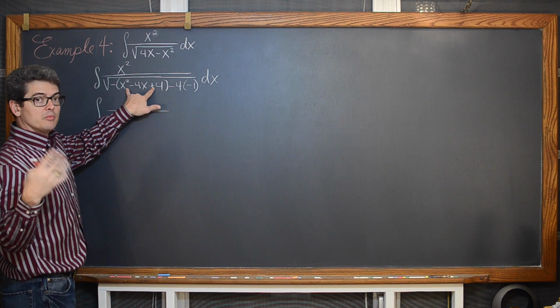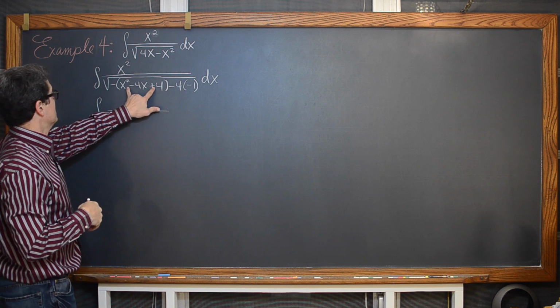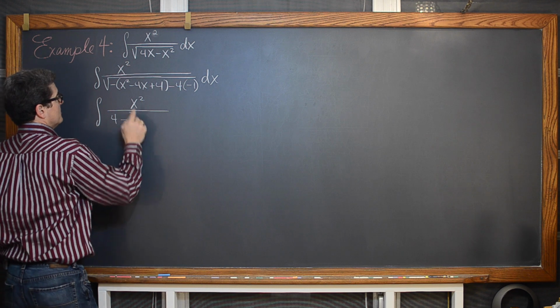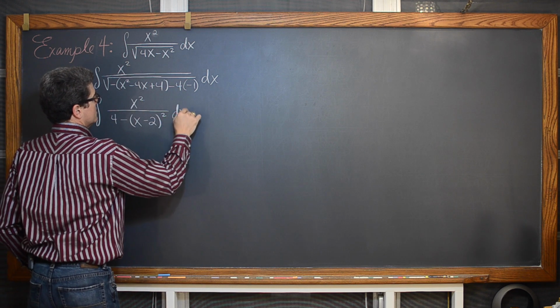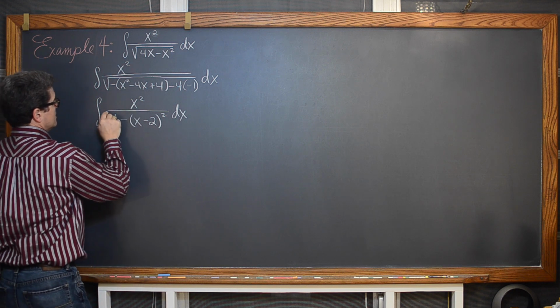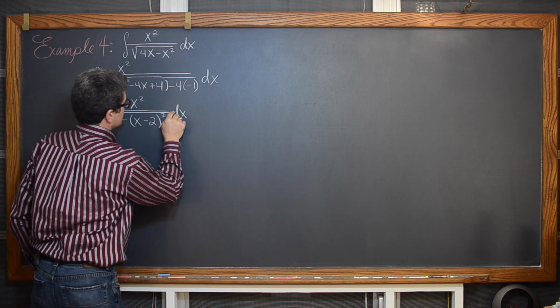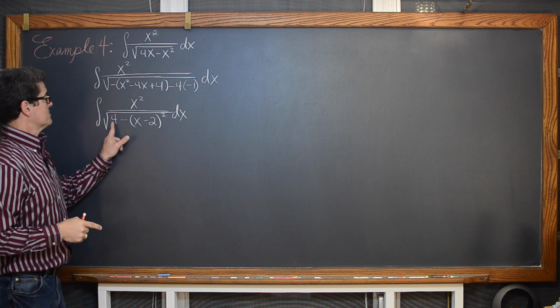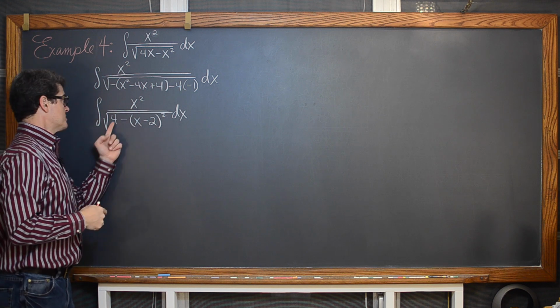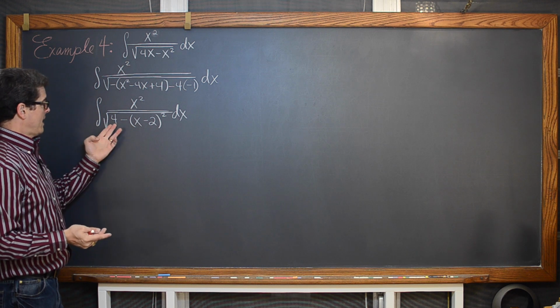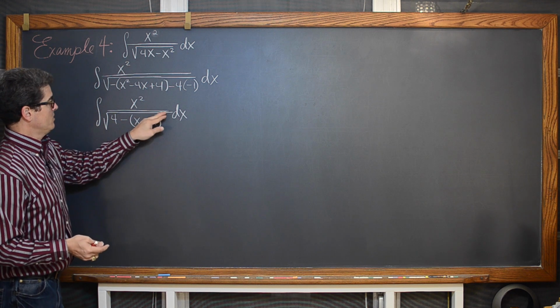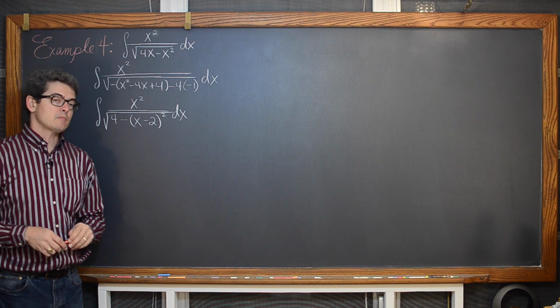And of course we know completing the square sets up perfect square trinomials. So we have minus, and then we have x minus 2 squared dx. Oh, and all of this is underneath the square root. So we have a difference of squares, or the square root of a difference of squares. So this is going to be my a squared value, or a is going to be 2, and this is my u squared value, so my u is going to be x minus 2.